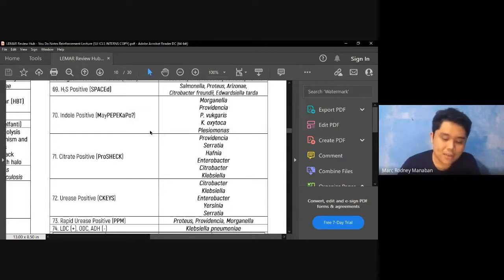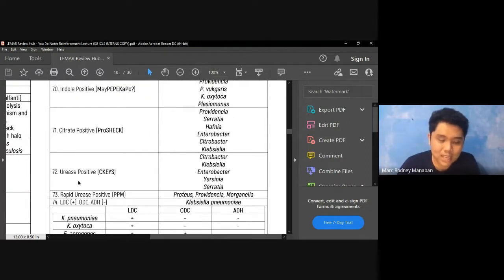And next, you have the urease positive. The slow urease producers, you have SEEKIES: Citrobacter, Klebsiella, Enterobacter, Yersinia, and Serratia. Alright? Seekies.